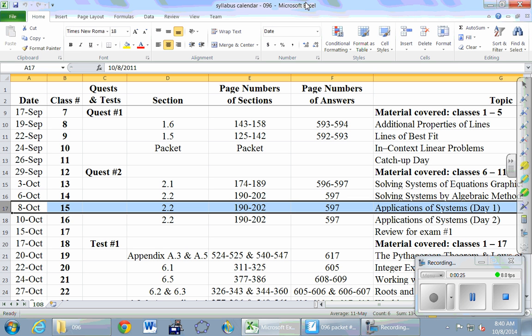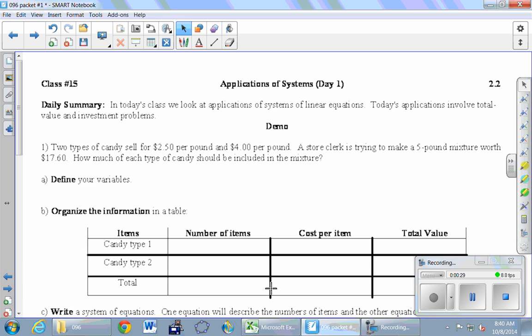Again, on page 65 in the packet. And we'll start with the daily summary. Virginia, could you read that for us? Thank you. Sam, number 1.